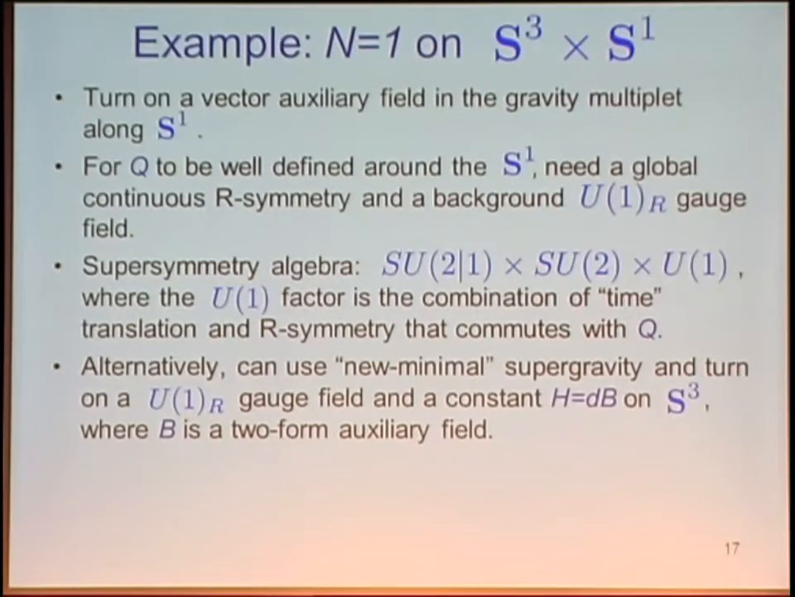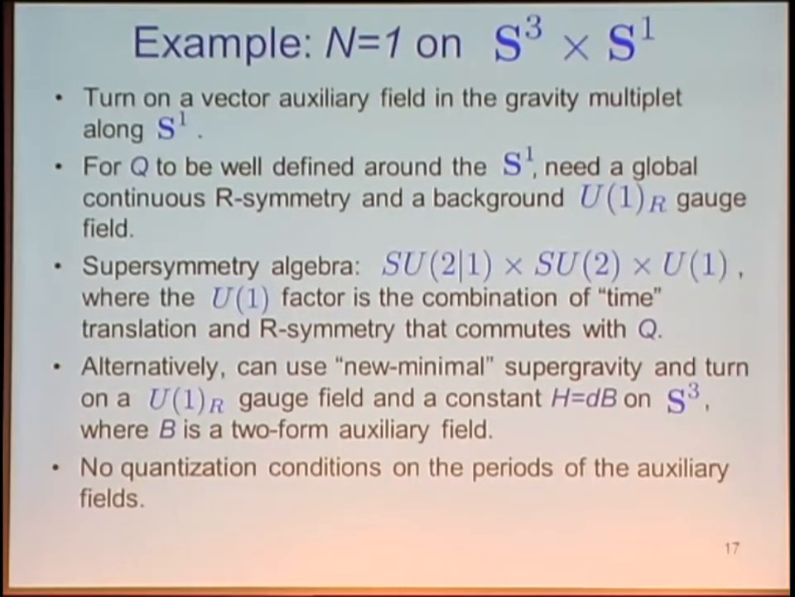And now the background is supersymmetric through the fact that there is non-zero H, which is dB, through the S3. So in this formulation, we have an S3 with non-zero flux for the auxiliary field through the S3. So that's a two-form B. And along the S1, we put a holonomy in the U1R gauge field. So this is how we construct S3 cross S1 in this language.